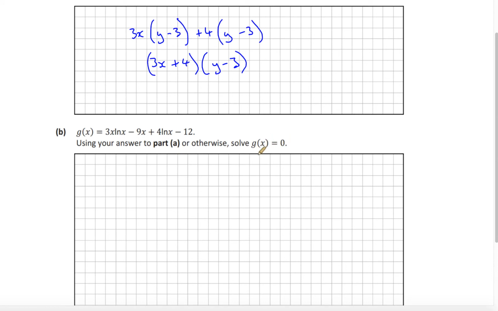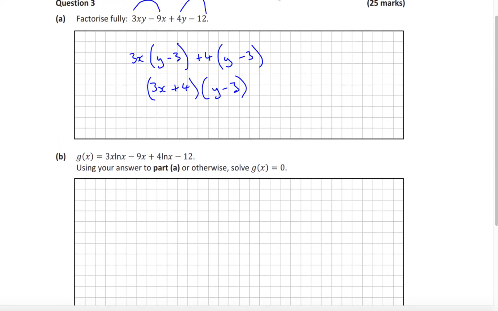Okay. So I suppose what you should spot here is that the only difference between this expression here and the right side of this function is here, where you have y. So you've got 3xy minus 9x plus 4y minus 12, and here you've got 3x ln x minus 9x plus 4 ln x minus 12. So the y here has changed to ln x. That's the only difference between these. So that's how we're going to use this.